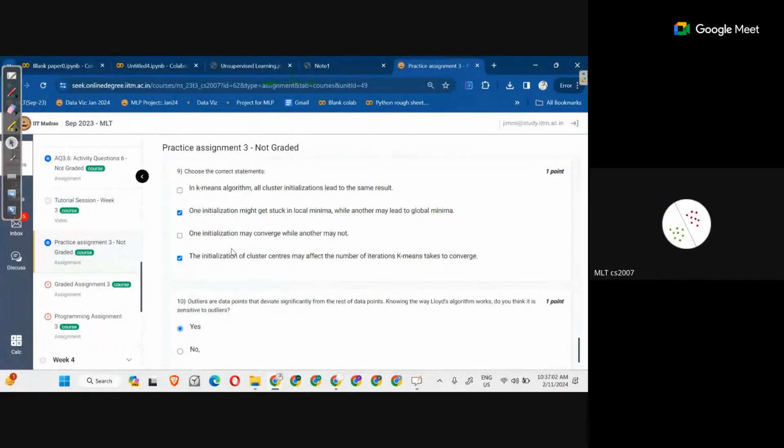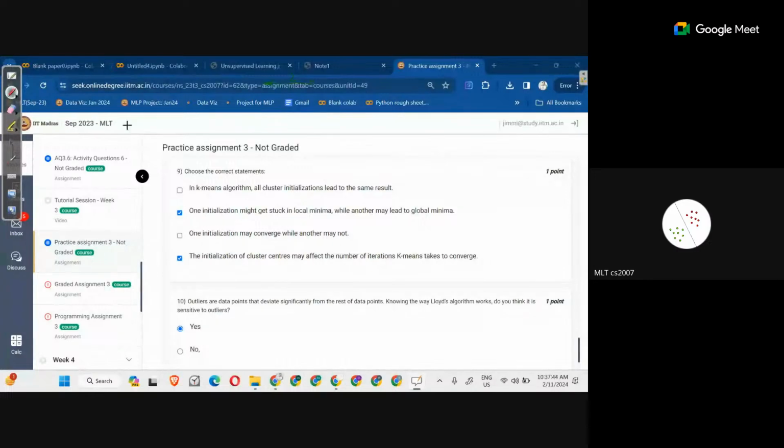The 10th question says outliers are data points that deviate significantly from... The ninth had another statement: the initialization of cluster centers may affect the number of iterations k-means takes to converge. So that is also true. Based on your initial cluster centers, you may take a higher or lesser number of steps to reach the best possible cluster function. So it depends.